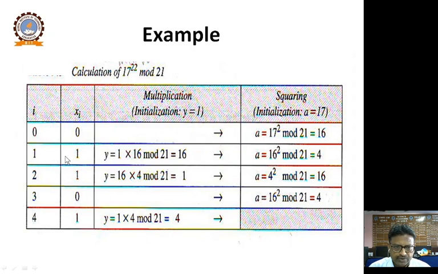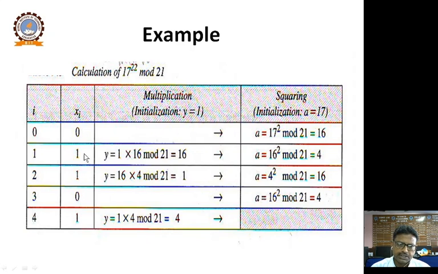Now the next iteration, the xi value is 1, so we will do multiplication. Multiplication of what? Y is equal to a into y mod 21. So the previous value of y is 1 and the new value of a is 16, so 16 into 1 is equal to 16. And again we will do the squaring. Squaring: a is equal to 16 square mod 21, that is equal to 4.